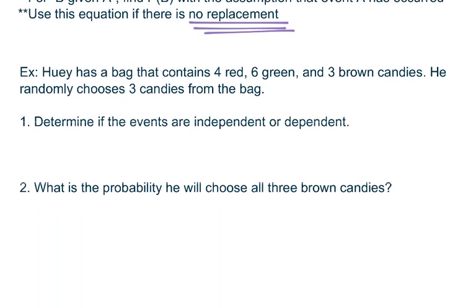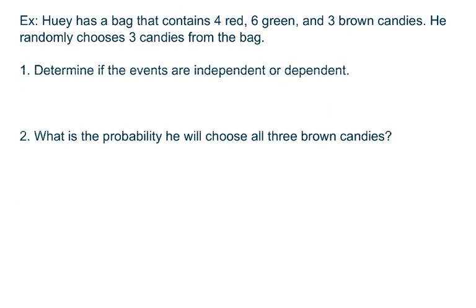So let's try an example here. Huey has a bag that contains 4 red, 6 green, and 3 brown candies. He randomly chooses 3 candies from the bag. Number 1, determine if the events are independent or dependent.